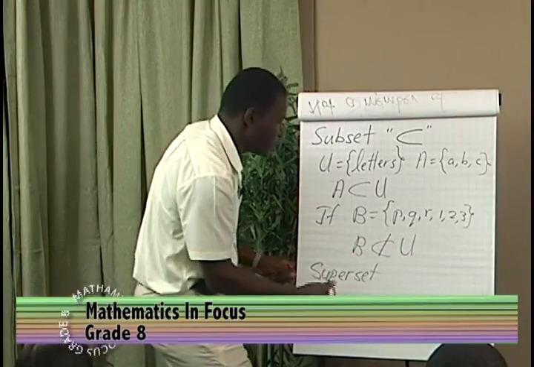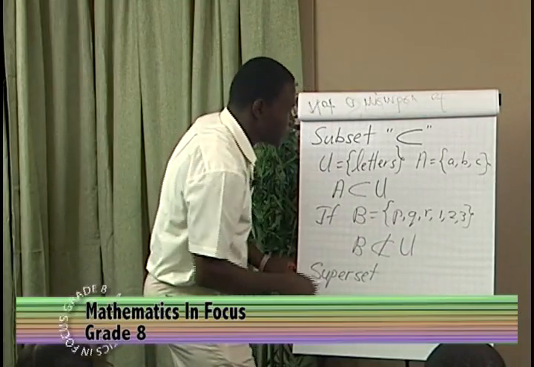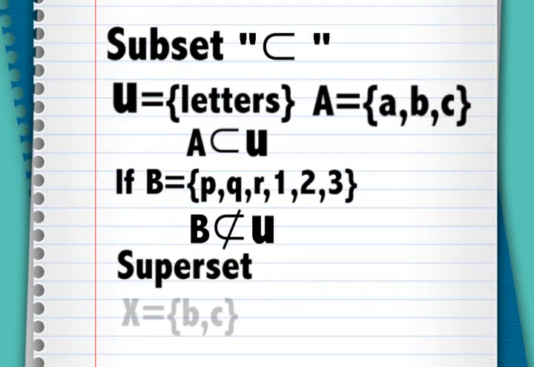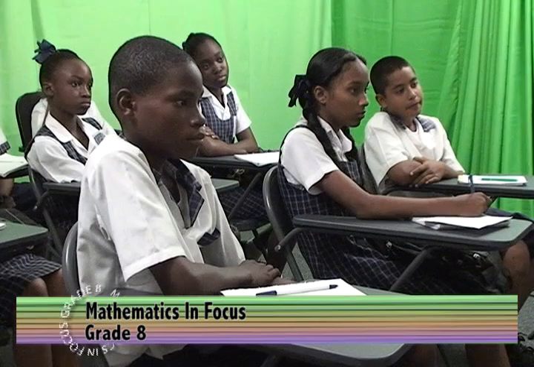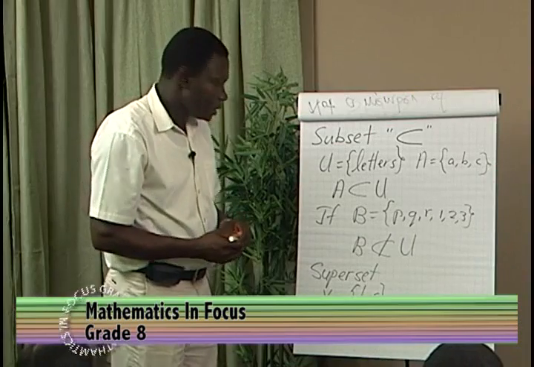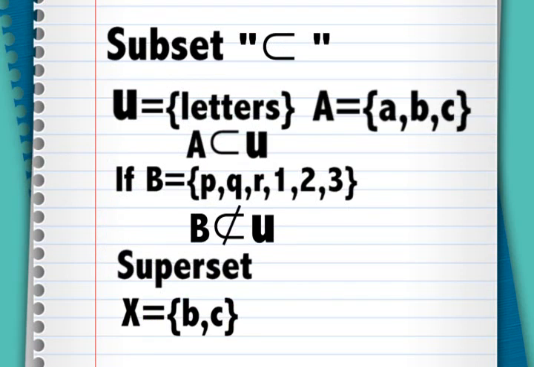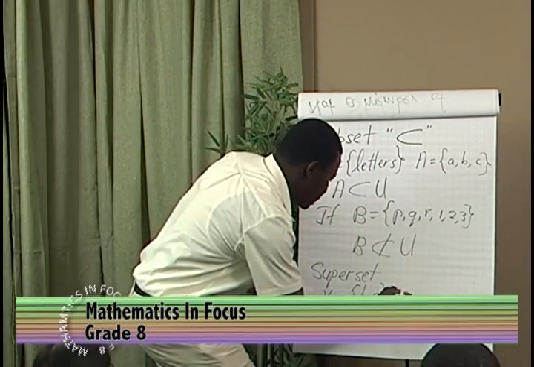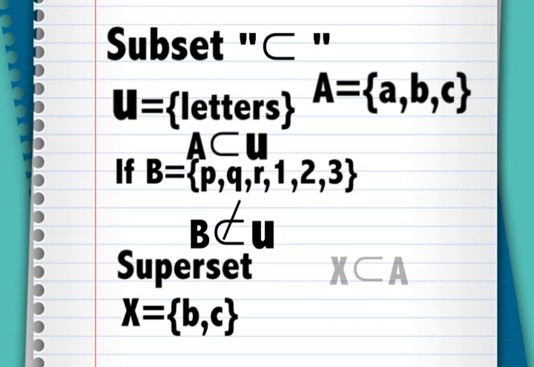So, for example, we have U equal to letters. We have A equal to A, B, C. What about if we have X equal to B, C? Yes, sir. Here we see that all the elements of X can be found in A, even though A is not the universal set. All right? So what we can write here, therefore, is that X is a subset of A.